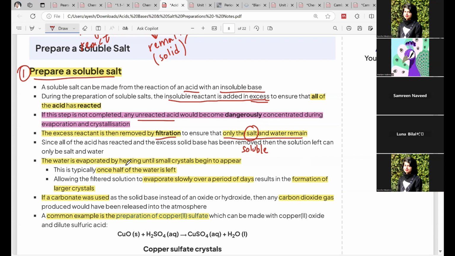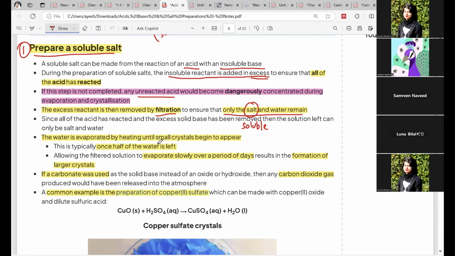Water can be evaporated by providing heat, but we are going to provide only a little amount of heat, not excess heat, because it can decompose the salt as well. There are two drawbacks I will tell you. We have to evaporate the water, but only until half of the water is evaporated and half is still left. Let's say you have 100 ml of water. You heat it, 50 ml is evaporated, 50 is still there, and you stop heating.